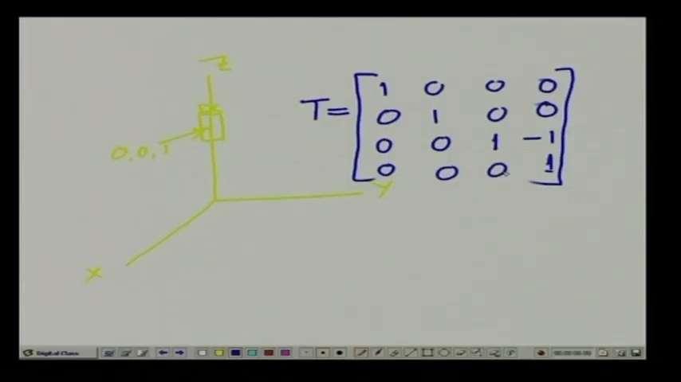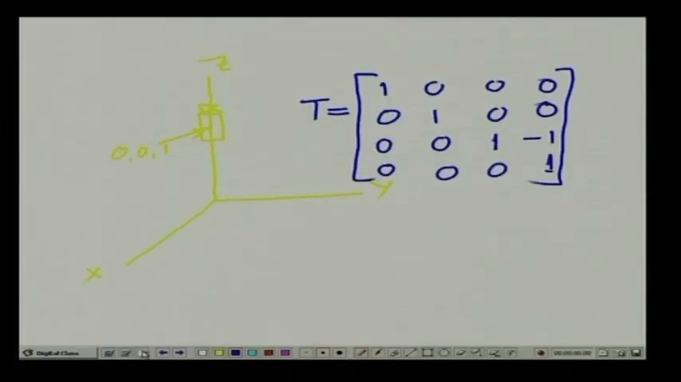Now, after the camera is displaced by the vector 0, 0, 1, the next operation that we have to apply is to pan the camera by an angle of 135 degrees. I just forgot to mention that in that arrangement the pan was 135 degrees, and the tilt was also 135 degrees. So, after this initial displacement of the camera by vector 0, 0, 1, we have to apply a pan of 135 degrees to this camera.